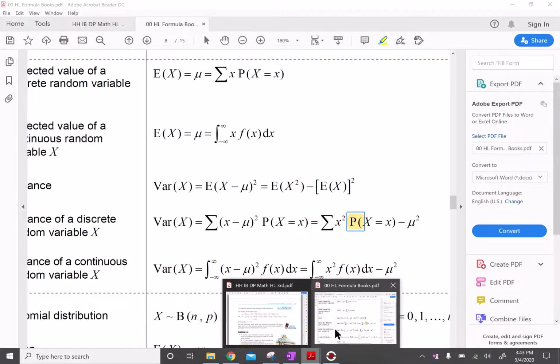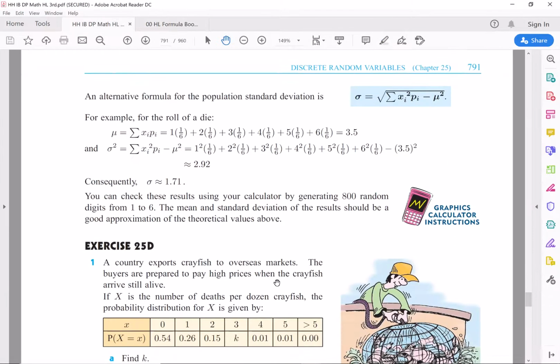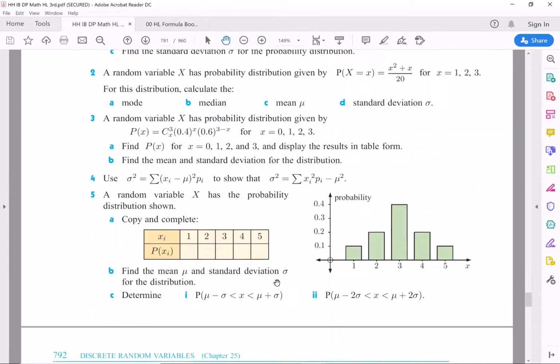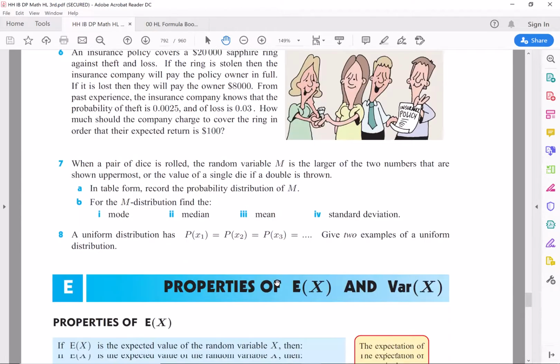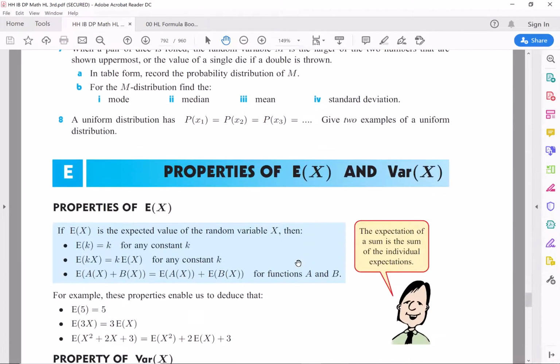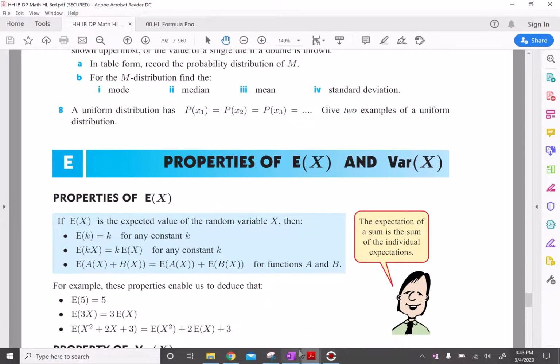What you should do now is practice 25D, these problems. And I'm going to go over some properties as well, and then we'll do some practice on that too.